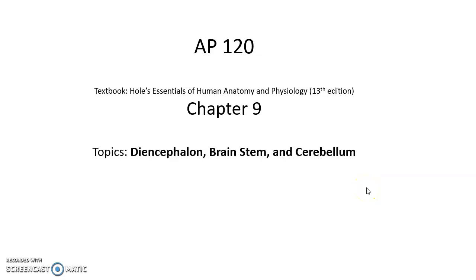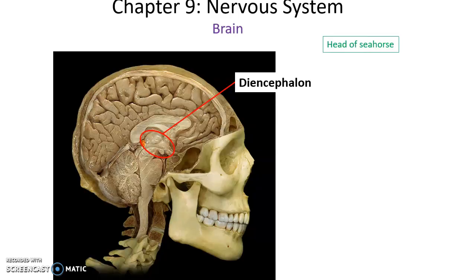AP 120, Chapter 9, Topics: Diencephalon, Brainstem, and Cerebellum. So the diencephalon is an internal structure. You can only see it when you cut into the brain, for instance, in this sagittal section. The diencephalon makes up the head of the seahorse, its head and little mouth.